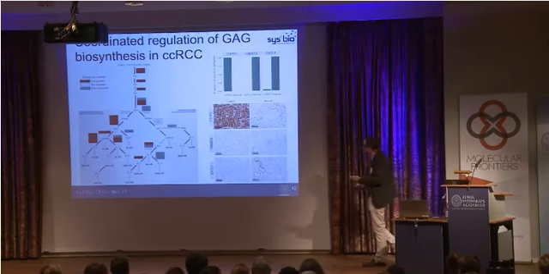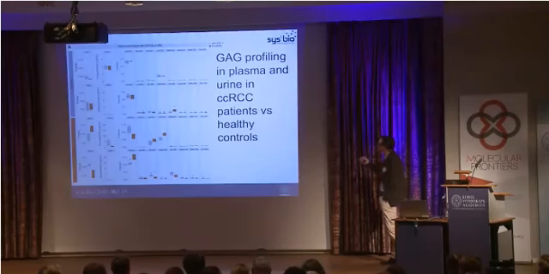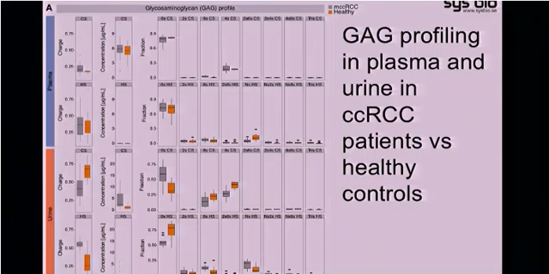We validated some of these with proteomic staining, which you have to do in order to prove that this is not just the transcript, but also carried over to the protein. And so we did that. We measured glycosaminoglycans in plasma and urine in patients that had clear cell renal carcinoma versus healthy controls. Here's just an illustration of some of these measurements across several different types of measurements.